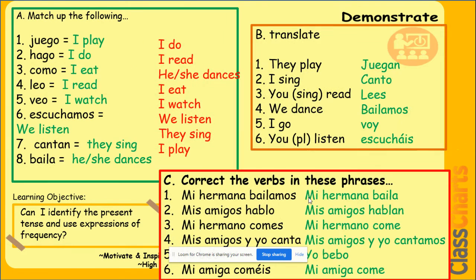Okay, and these are the answers. You have them all in green. Let me see if I can move this because you can't see it in there. Okay, there are your answers.